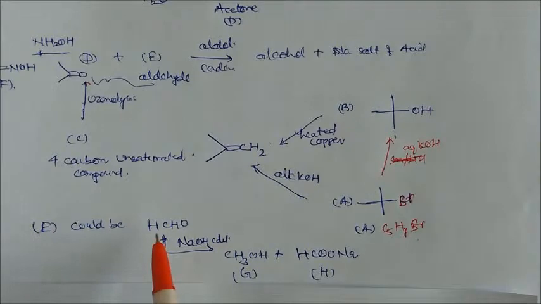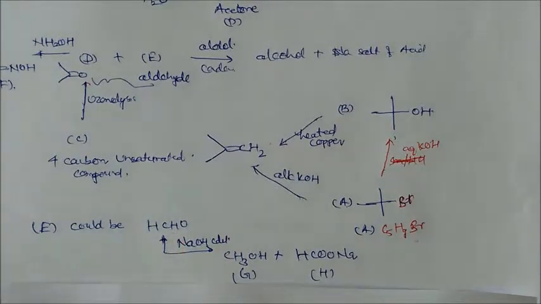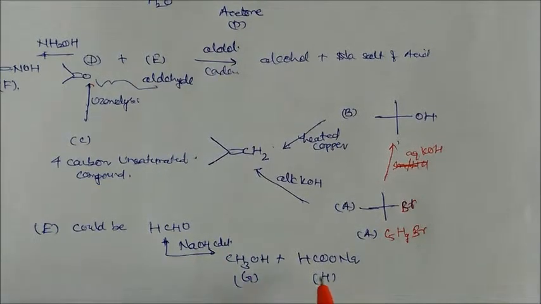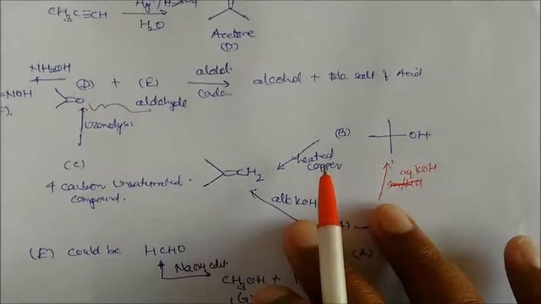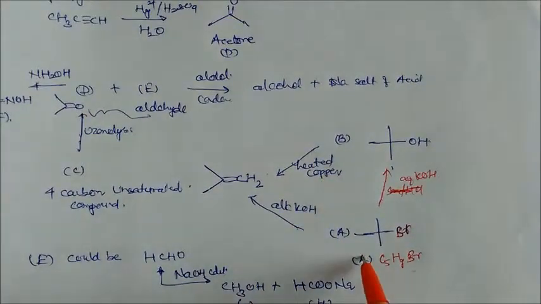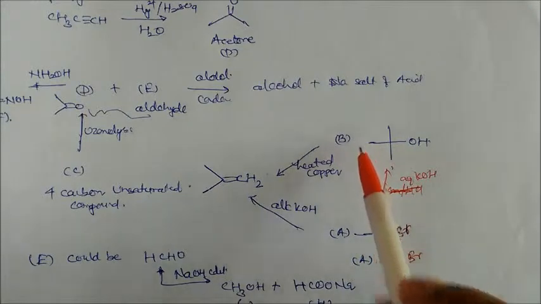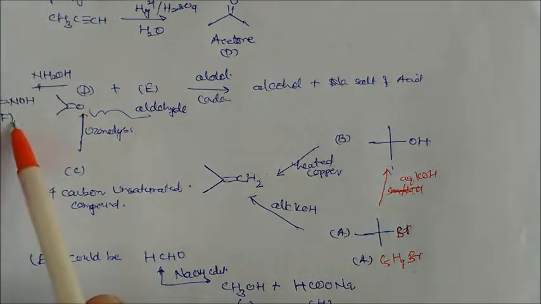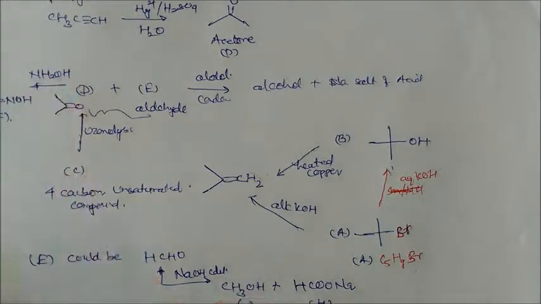E could be formaldehyde, because formaldehyde undergoes condensation reaction and we get methanol plus sodium salt of formic acid. So we have given every compound. This is A, this is B, and this is the C compound. This is D. D is acetone, E is the aldehyde, E is formaldehyde, and F is the product we get from hydroxylamine. So these are the products of those compounds.